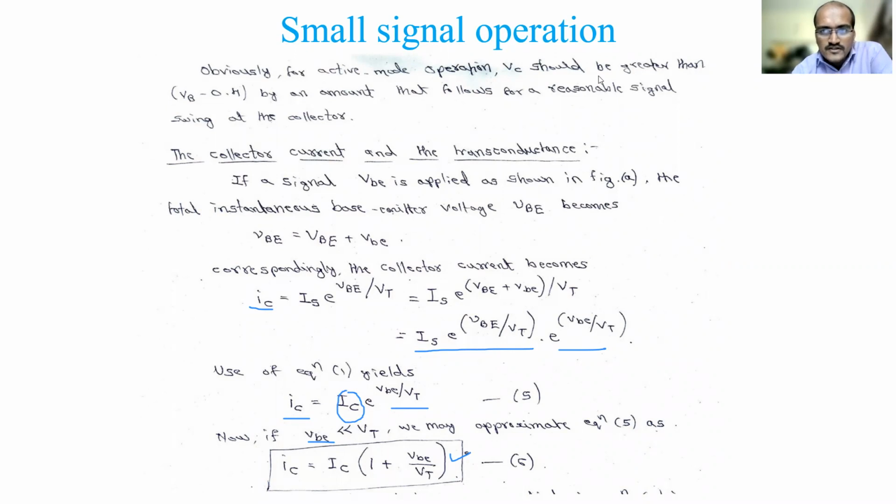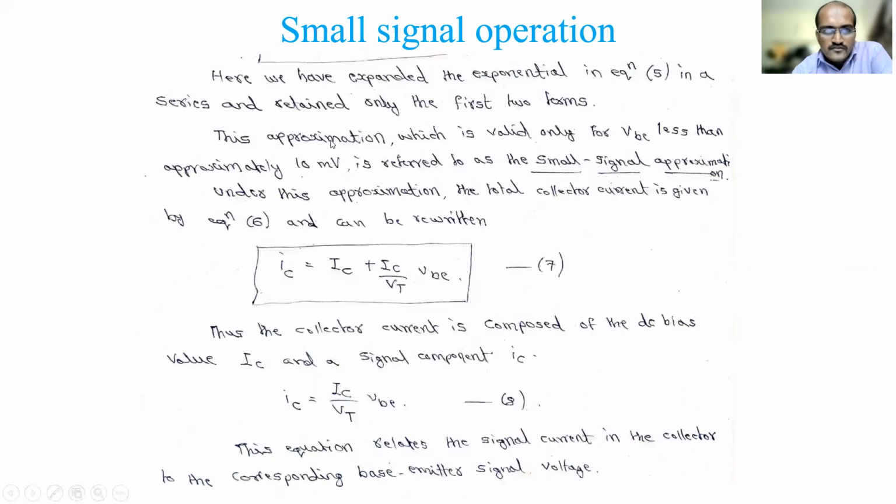We'll continue. So it is a continuous one. I can show you the PPT. Here, in the above, we expanded the exponential in a series and retained only the first two terms, that's why we got 1 plus VB by VT. This approximation is valid only for VB less than approximately 10 millivolts, where the thermal voltage is 10 millivolts, and it is referred to as the small signal approximation. That's why we are discussing small signal operation. This is nothing but the small signal approximation.